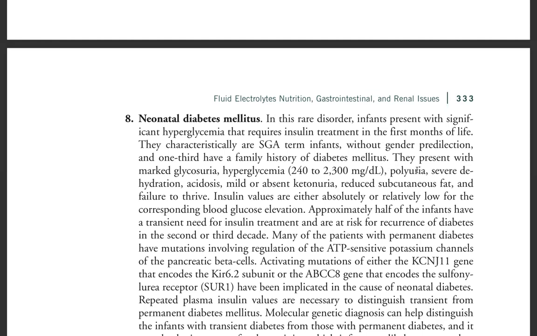They will present with polyuria, dehydration, acidosis, ketonuria, reduced subcutaneous fat, and failure to thrive. What you can check is insulin levels and C-peptide levels. There will be almost absent or nil. Despite a high glucose level, if there is no insulin secretion or no C-peptide, then the diagnosis of neonatal diabetes mellitus is almost certain. It may be transient or permanent.